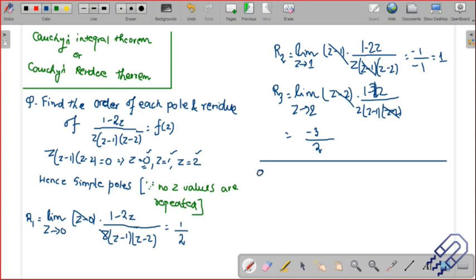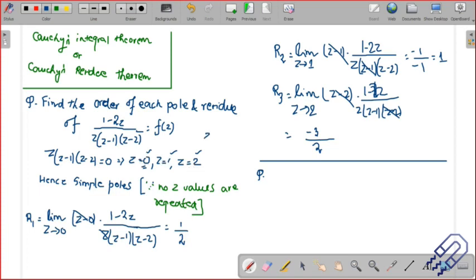Sir, can you please repeat the line, "hence simple poles, as no z values are repeated"? What we will do is take another example where it won't be a simple pole, and that will make it easy. See, "no z values are repeated" means that 0 appears only once, 1 appears once, 2 appears once.